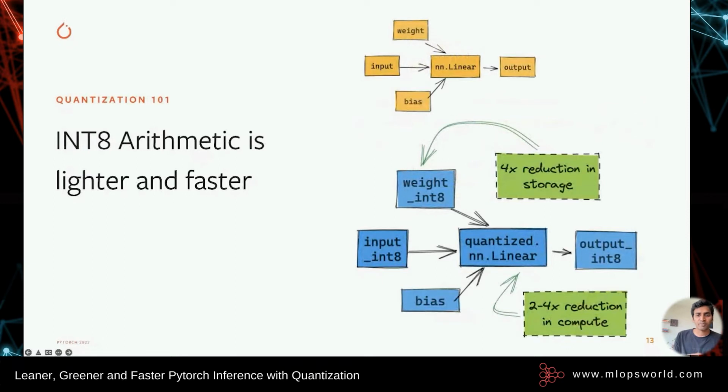So when you go from 32-bit to 8 bits, there is an automatic 4x reduction in memory requirements. And because CPUs are optimized for this, you can see about a 2 to 4x reduction in how much compute, or how many flops, are required to perform the same operation on two numbers.